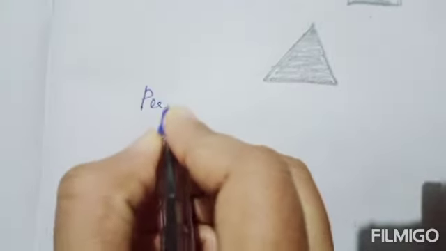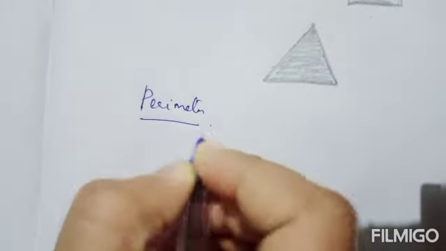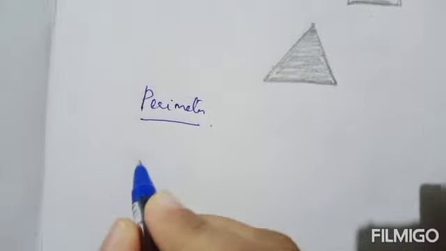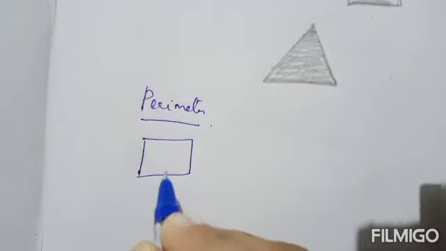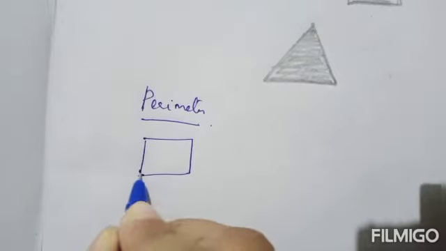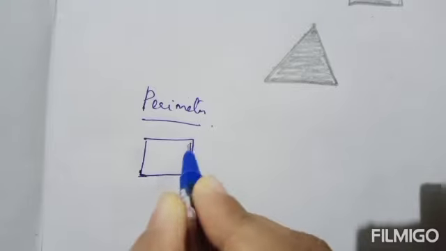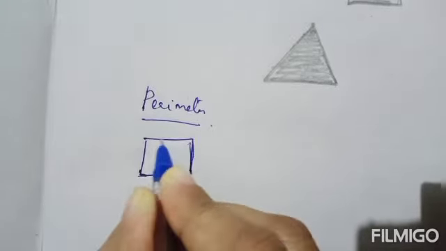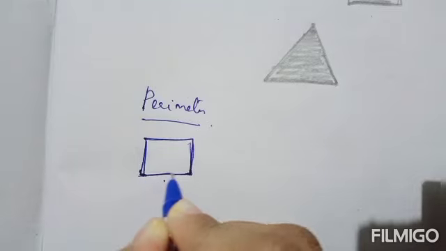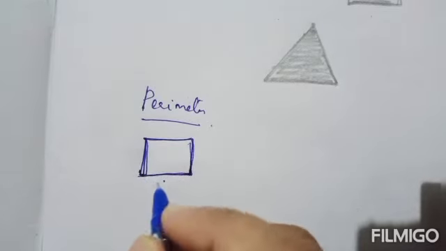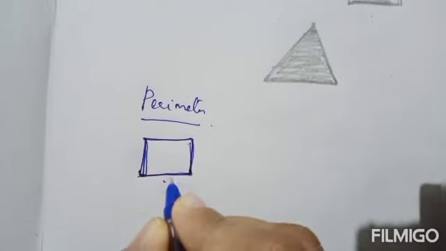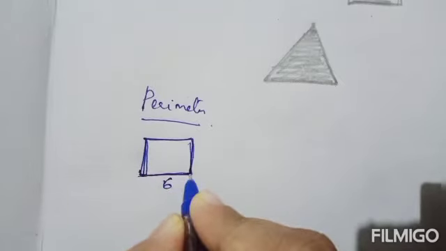Next topic, perimeter. The perimeter of a closed figure is the length of its boundary. So let us take one square. The perimeter of a square is the sum of the lengths of its four sides. This is the first side, this is second, third, fourth. If you add these lengths you will get the perimeter of the square. Let the side of the square be 6 cm.